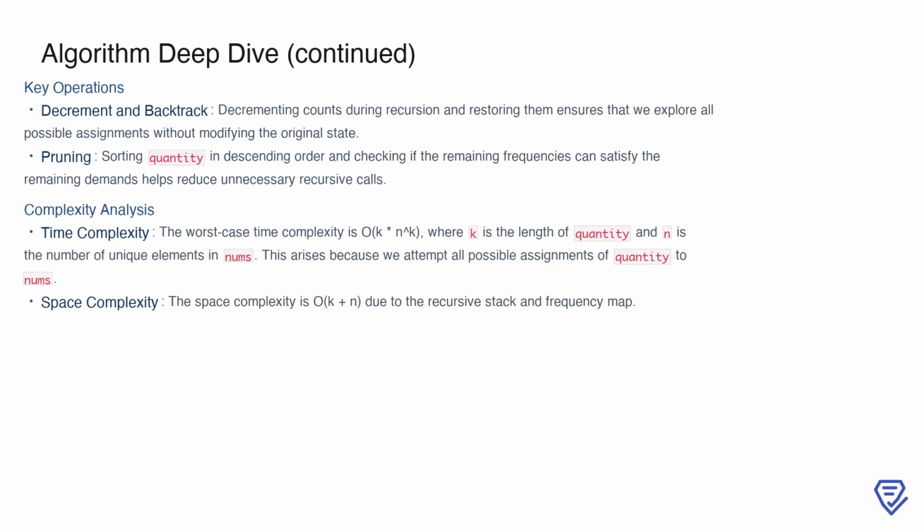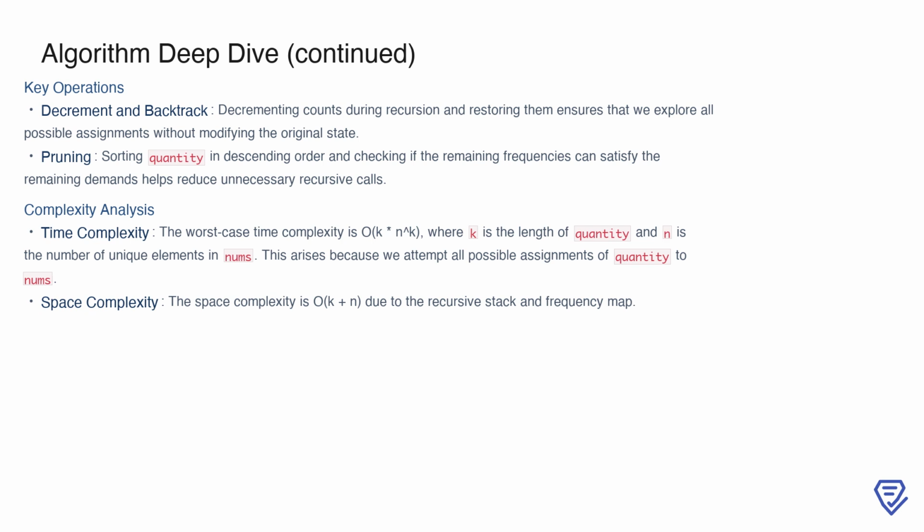Two key operations make the backtracking process both effective and efficient. First, decrementing the frequency counts during recursion and restoring them afterward ensures that the algorithm explores all possible assignments without altering the original state of the frequency map. This is crucial for maintaining accuracy across recursive calls.